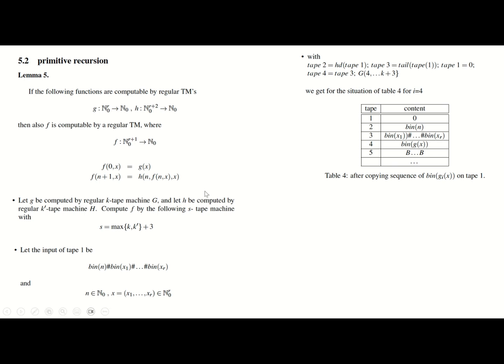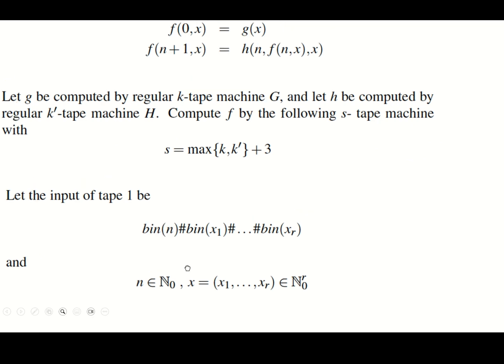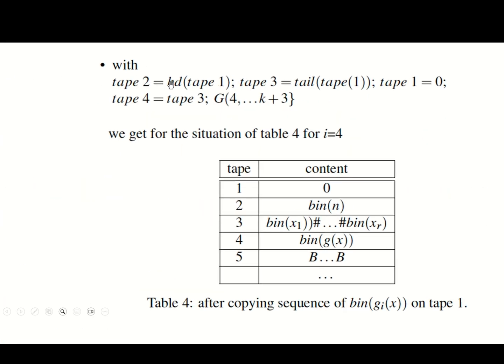First, these are my tapes. What I do is tape 2 becomes head of tape 1. This is written on tape 1. Look, this is where I start. Tape 2 becomes head of tape 1 means I'm copying this. This is a specific Turing machine. I'm copying binary n here.